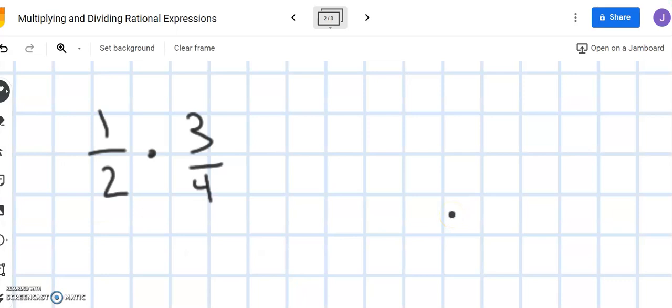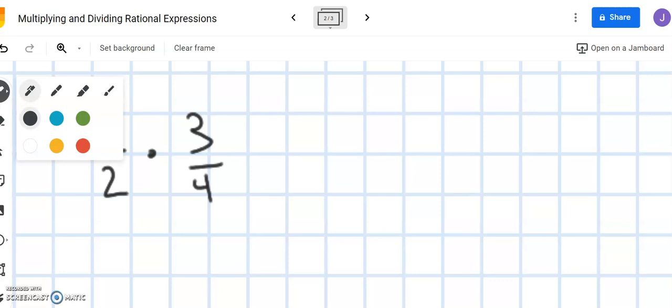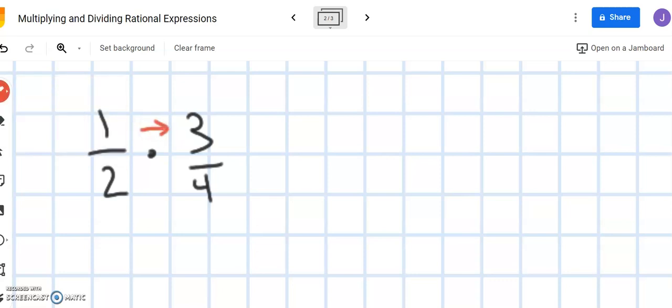So normally when we multiply fractions, we just take whatever is in the numerator and multiply it together. And then we do the same with our denominator. So in this example, 1 times 3 would give me 3, and 2 times 4 would give me 8. So 1/2 times 3/4 equals 3/8.